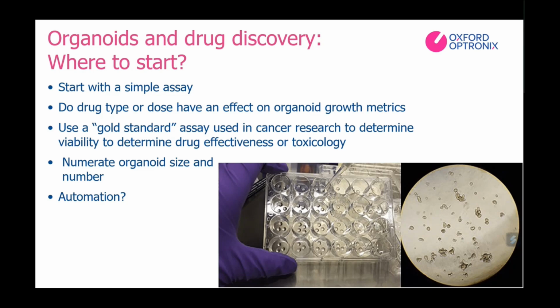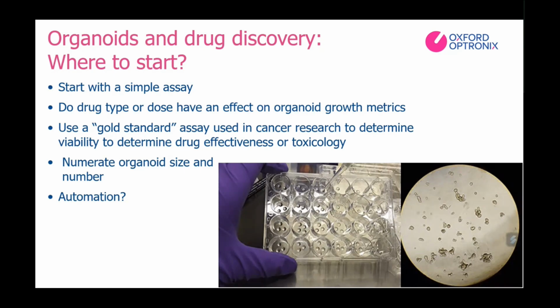And very simply, what they're doing is they're taking their organoids, they're treating them with different drug types or doses in assays comparable to clonogenic or tumor-forming assays, where either colonies, or in this case, organoids, will grow or not. Then, after some period of time, these researchers will numerate the number of organoids they have and compare growth or size metrics across treatments to assess treatment effectiveness.